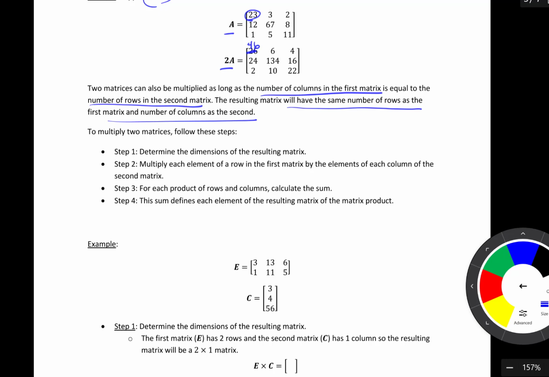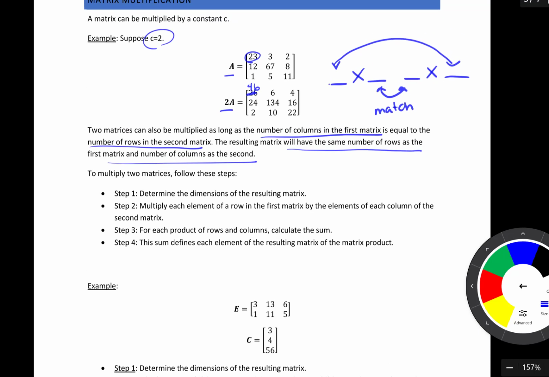So one way to think of this is if we were to write out the dimensions of the first matrix, and then we wrote out the dimensions of the second matrix. In order to perform matrix multiplication, we need these two numbers to match, and then these outer two numbers are going to tell us the dimensions of the product.